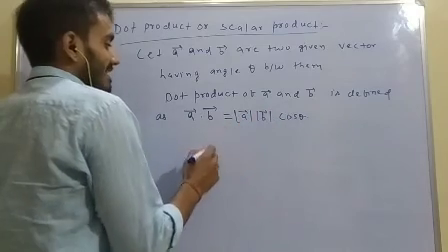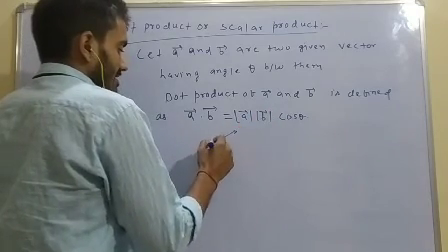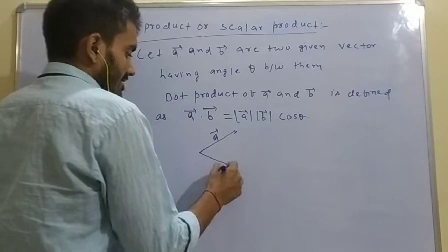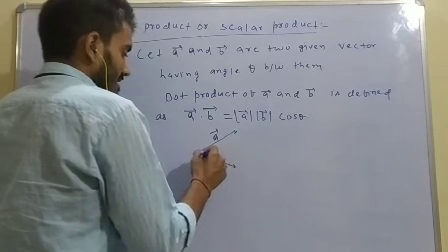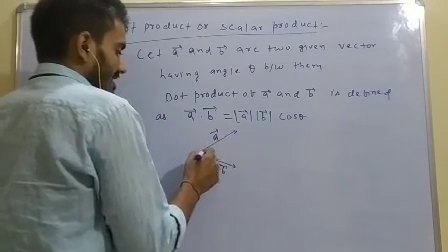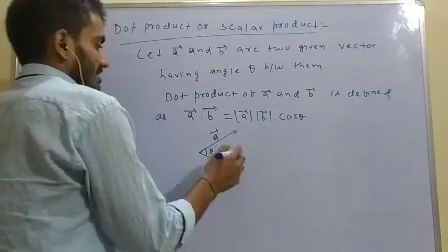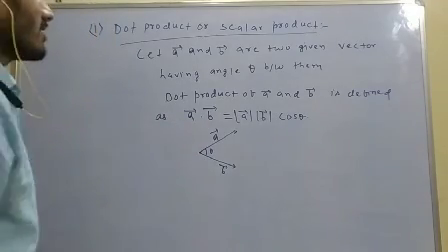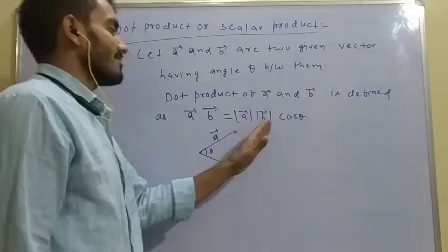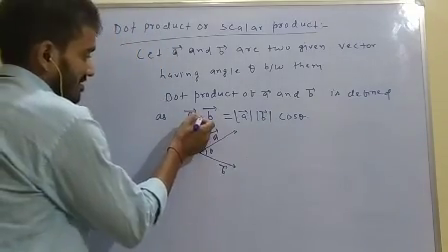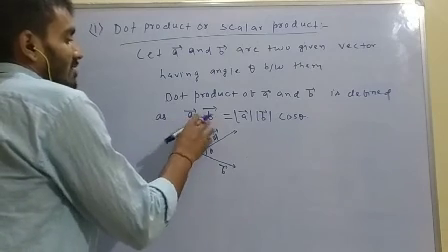Theta is the angle between vector A and vector B. This is the tail of vector A, head of vector A, tail of vector B, head of vector B. Okay. So vector A dot vector B equal to magnitude of vector A, magnitude of vector B into cos theta. This is dot. We are multiplying both vectors by dot.